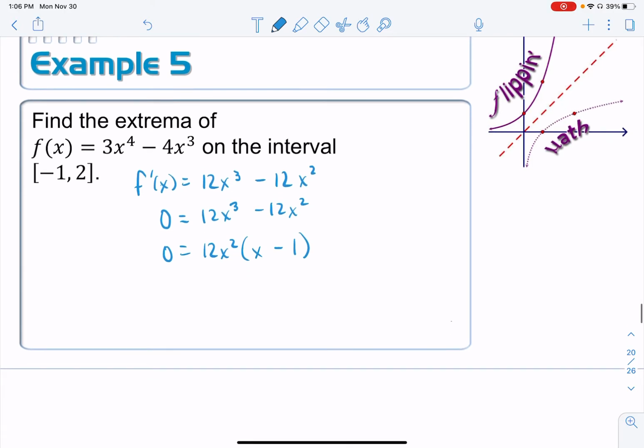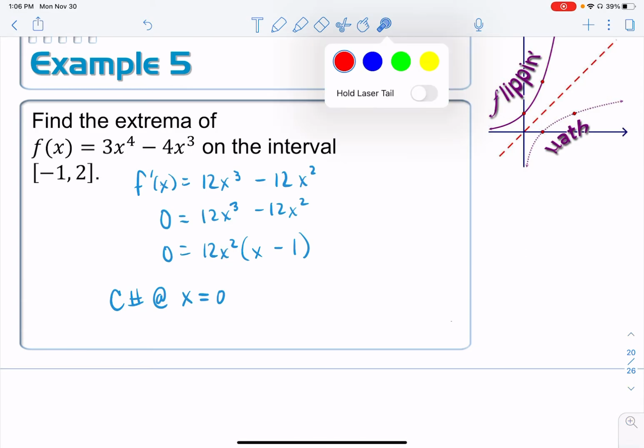So I usually abbreviate critical numbers like this. Looks like a C sharp. So our critical numbers happen at x equals 0 from this guy, and x equals 1 from that one.